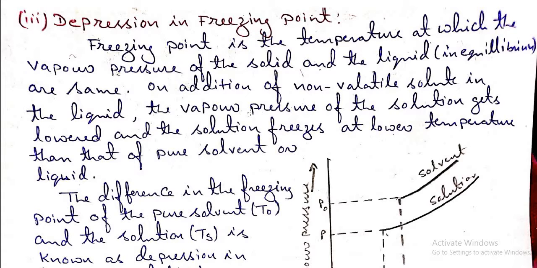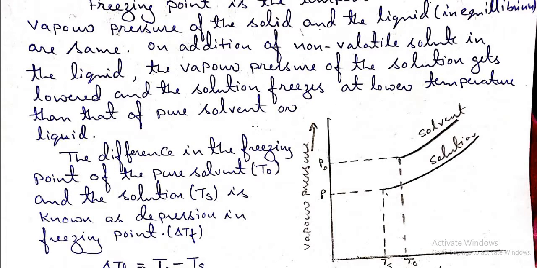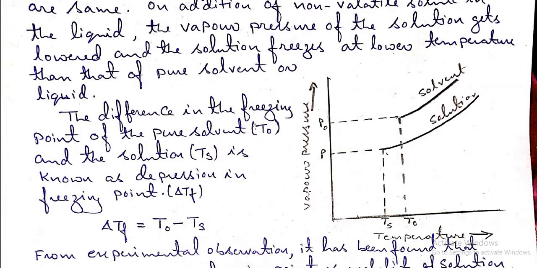Freezing point is the temperature at which the vapor pressure of the solid and the liquid in equilibrium are the same. That means freezing point is that temperature at which the vapor pressure of solid and liquid remains the same. On addition of a non-volatile solute to the liquid, we know that the vapor pressure of the solution gets lowered and the solution freezes at a lower temperature. That means the solution freezes at a lower temperature than that of the pure solvent.